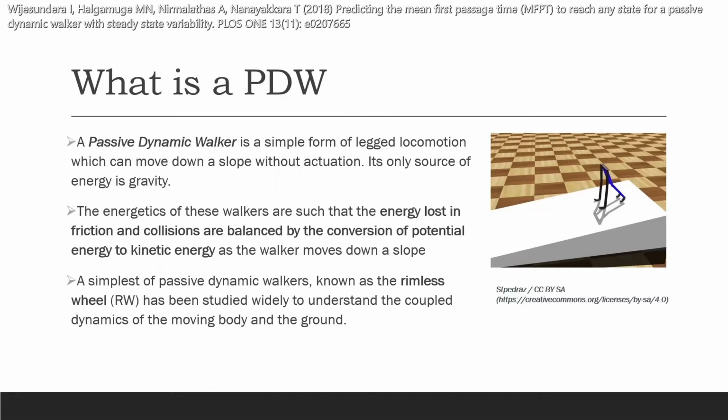However, in reality, variability and imperfections in the walker and the environment result in steady state variability, even in seemingly ideal walkers on seemingly even slopes. Researchers have been commonly using a simple passive dynamic walker called the rimless wheel to understand the coupled dynamics of the walker and the ground. So in this paper also, we use the same extensively.